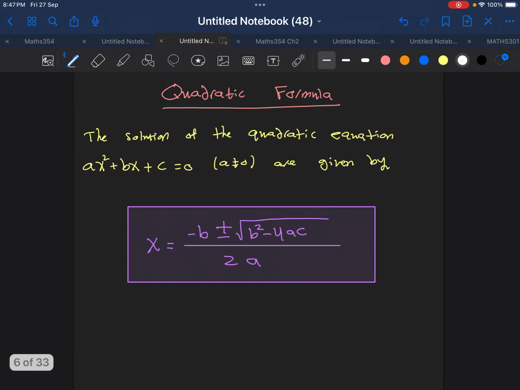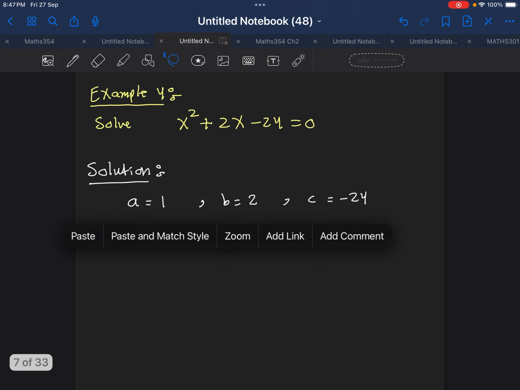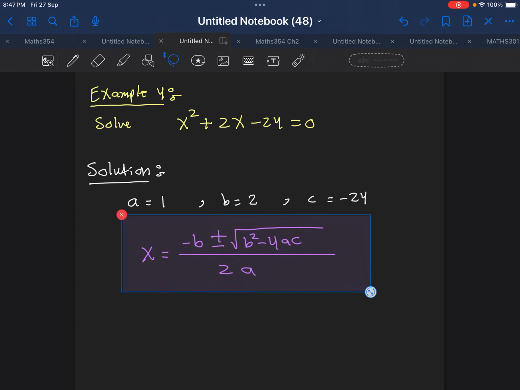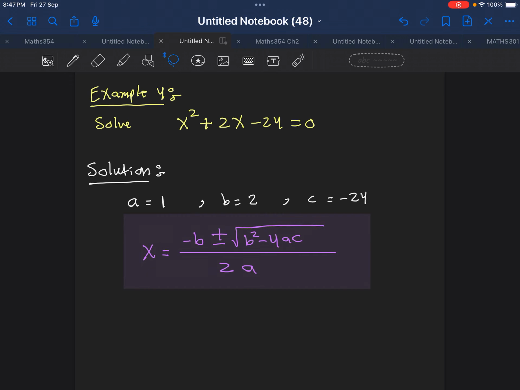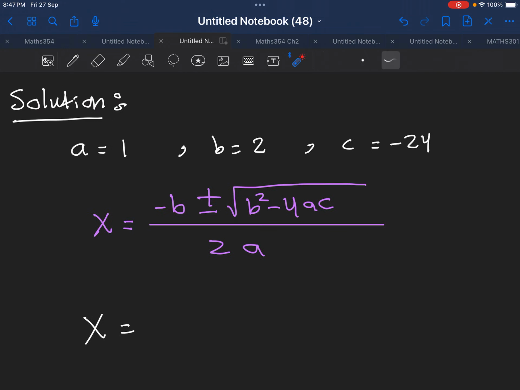Now, all what we need to do is we need only to take this equation here and we use it. So I'll just copy it because it's a standard thing we need to do. Copy it up here. And now, all what we need to do is to substitute. So how much is x equal to? Well, instead of b, we write 2. Instead of a, we write 1. Instead of c, we write negative 24.